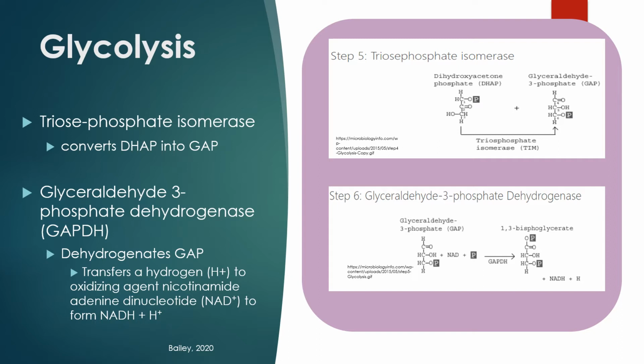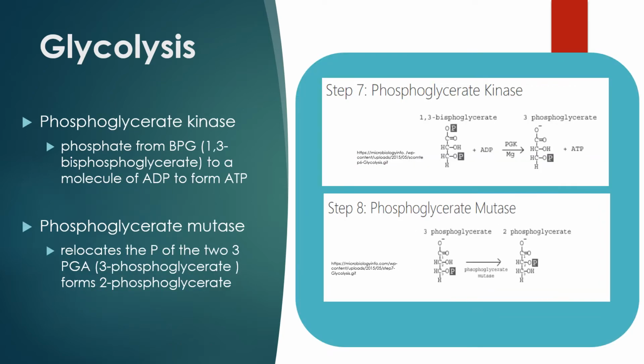So next it's going to be GAPD. It's going to add a phosphate from the cytosol, and so then we end up getting 1,3-biphosphoglycerate. So step 7, this next enzyme is going to transfer a phosphate from BPG to a molecule of ADP, which is going to give us ATP.